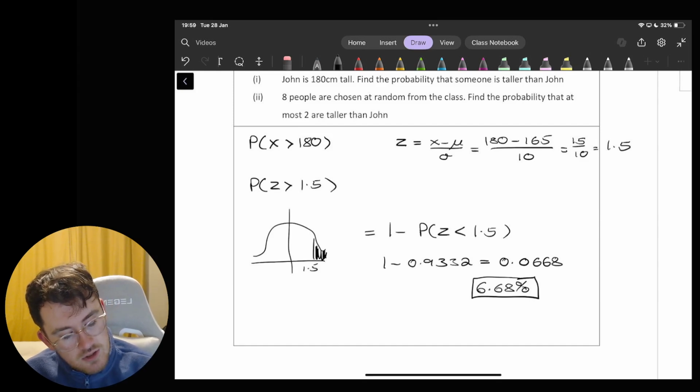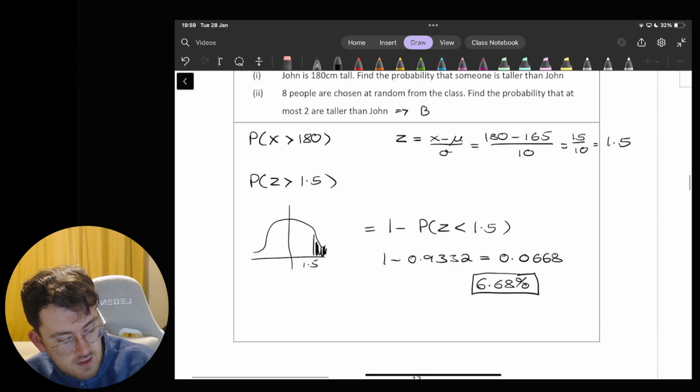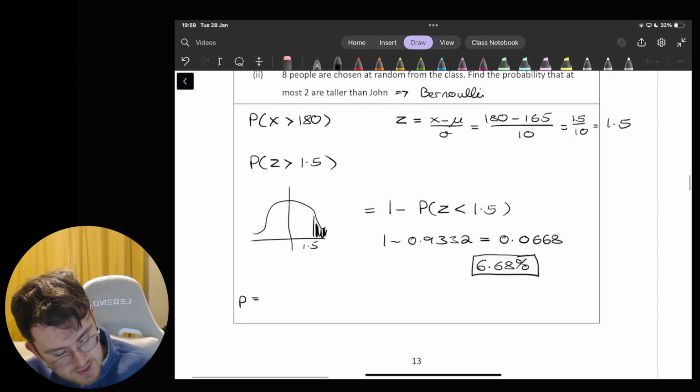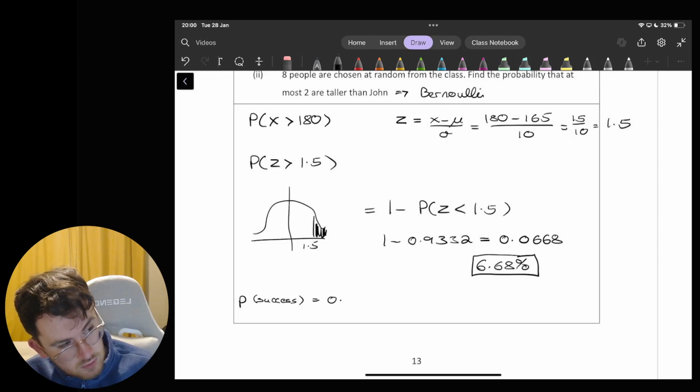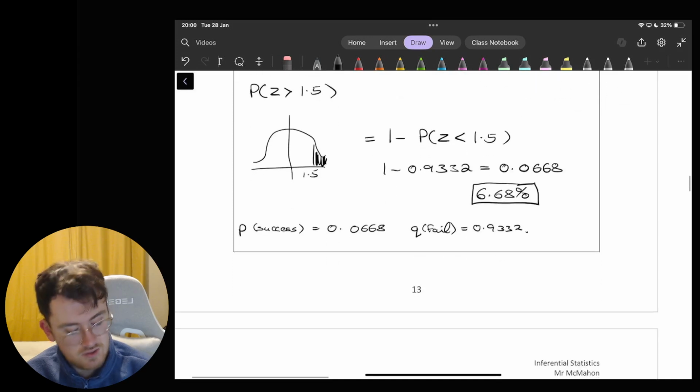The second part: 8 people are chosen at random, find the probability that at most 2 are taller than John. That's an example of a Bernoulli trial, where the probability P of success is the probability that they are taller than him, which is 0.0668, and the probability Q of failure is the opposite, that they are not taller than him, that they are in fact smaller than him, which is 0.9332.